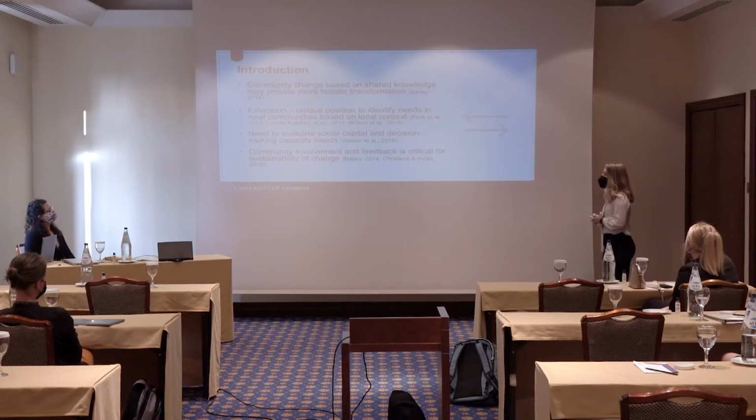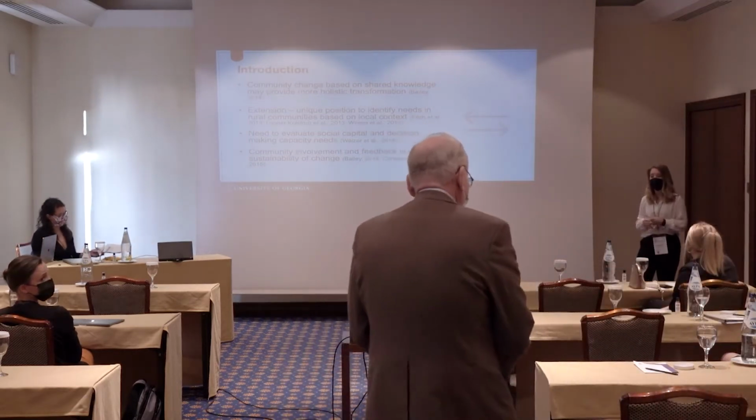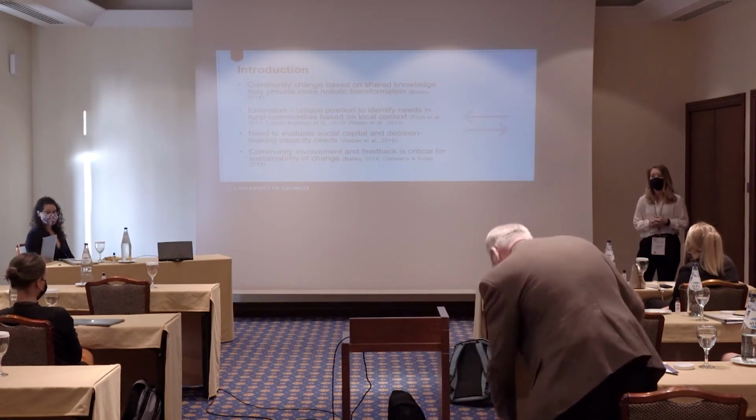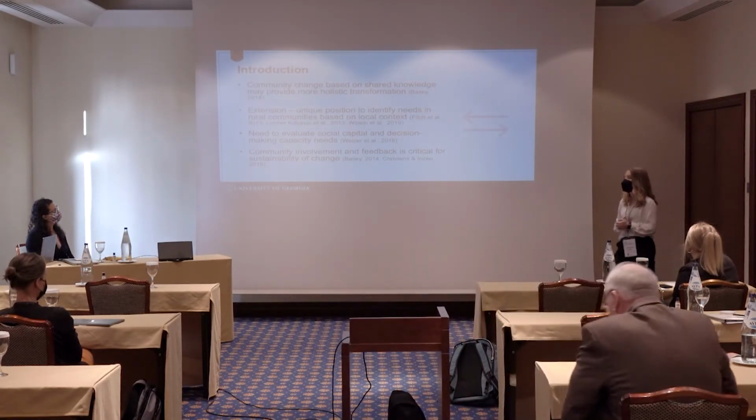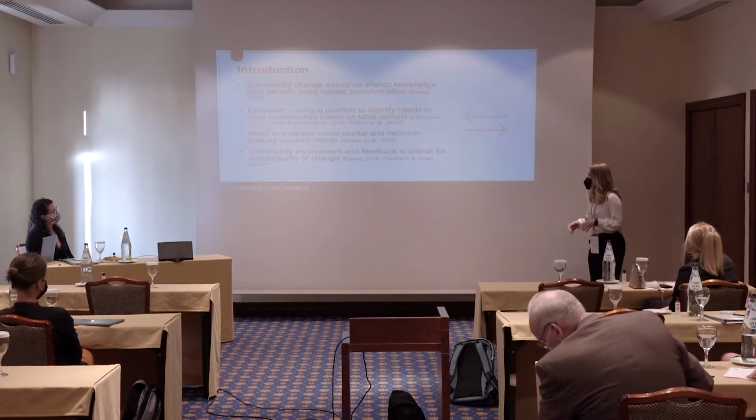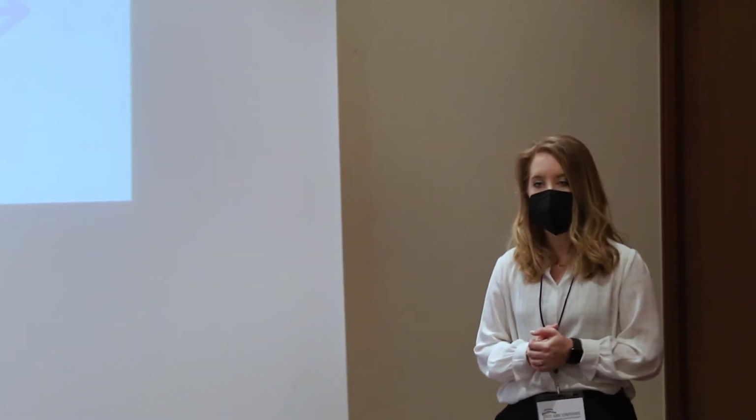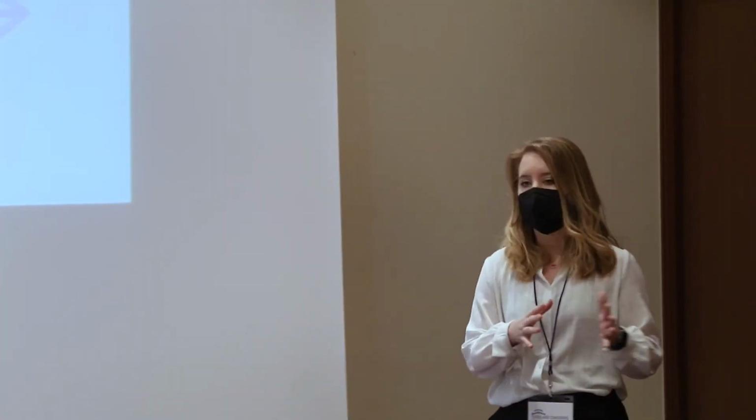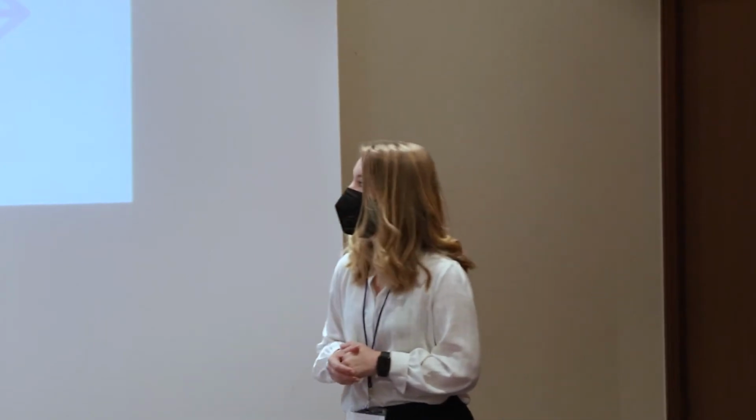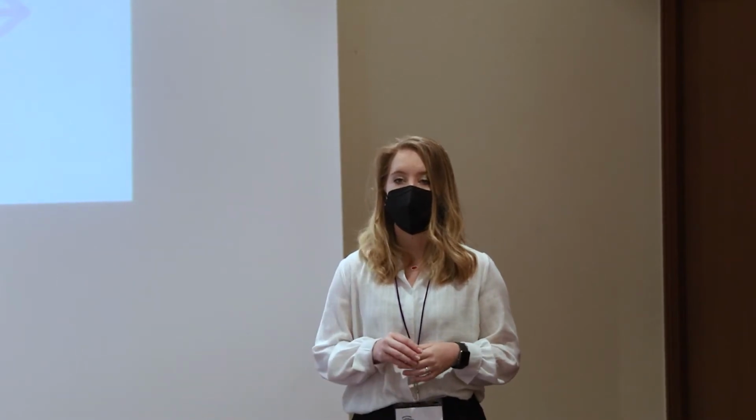While Extension has a very unique position to identify needs in rural communities based on these local contexts, Extension has a need for more tools and methods to be able to effectively utilize community strengths and resources to spiral up change. There's also a need to evaluate social capital and decision-making needs within rural communities to, again, transform this change. And community involvement and feedback is very critical for the sustainability of change over the long term, especially once project funding and project interventions have left.